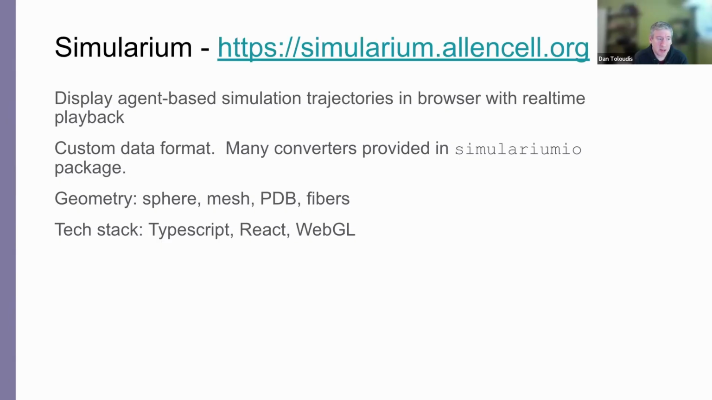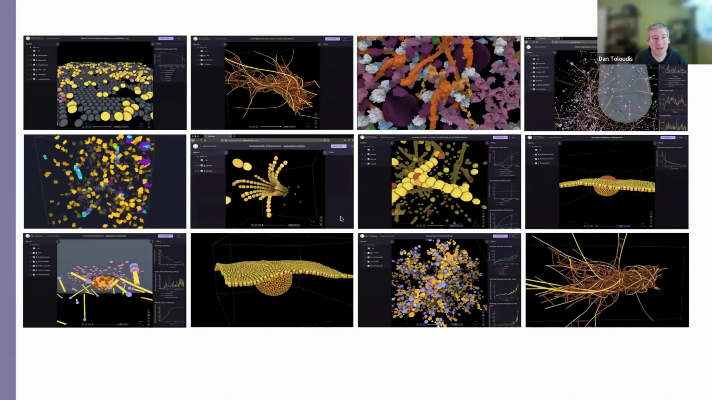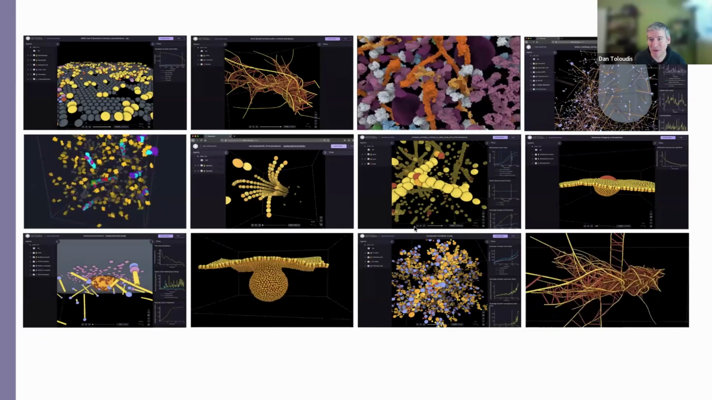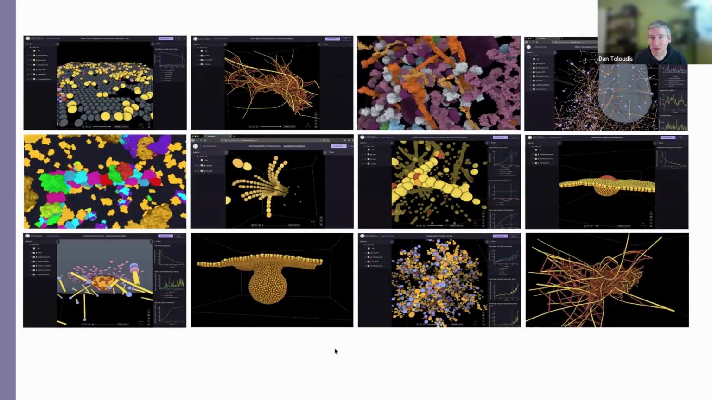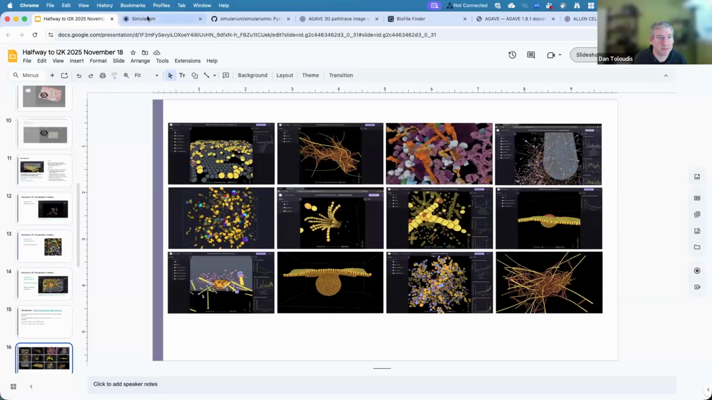Simularium can display agents of various appearances. In particular, it supports spheres, triangle meshes, PDB, which is protein data bank molecular files, and fibers, which basically are parametric curved shapes. The viewer is implemented with TypeScript, React, and WebGL. And this is a sampling of several of the different things we've gotten through this viewer. But I will step in and actually show some real ones and some of the features of the viewer now.